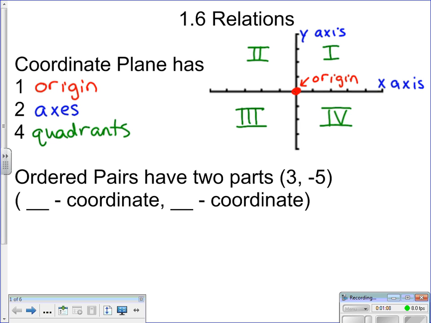Now, an ordered pair has two parts. The first part, the 3, is known as the x-coordinate, while the second part, the -5, is known as the y-coordinate. Now, if you actually wanted to graph this point, you would go to the x-axis, 1, 2, there's 3, and then go to -5 on the y, which is down, 1, 2, 3, 4, 5. That would be the point 3, -5. And always do the x left and right first, and then up and down second.